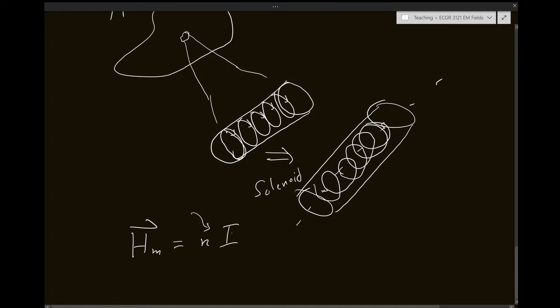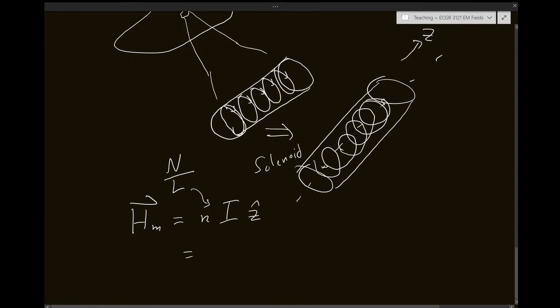N is the number of dipoles per unit length. Let's assume that this is the z direction, by the way. So this is going to be z hat. This is a vector. Let me write this as N over L, I, z hat.